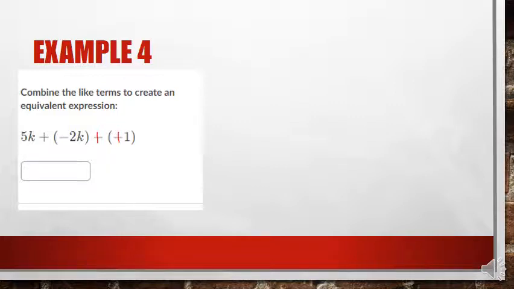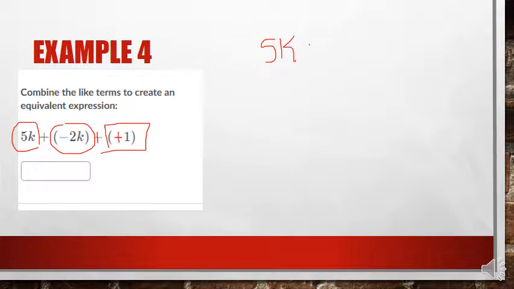All right, I'm going to go ahead and circle my 5k, circle my negative 2k because they both end with k, and I'm going to box my positive 1. It's now a positive. Don't forget it's now a positive. All right, I'm going to go to the side. This is 5k plus, this is negative 2k.